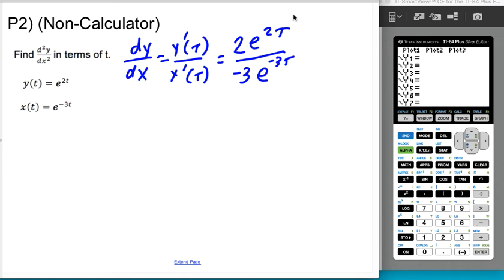And honestly, if I were you, I'd probably clean it up because they're both e bases, right? So you can make this a negative 2/3, and then it's an e to the 5t, and that makes life a lot easier. You don't have to, but I think it's a little bit easier.